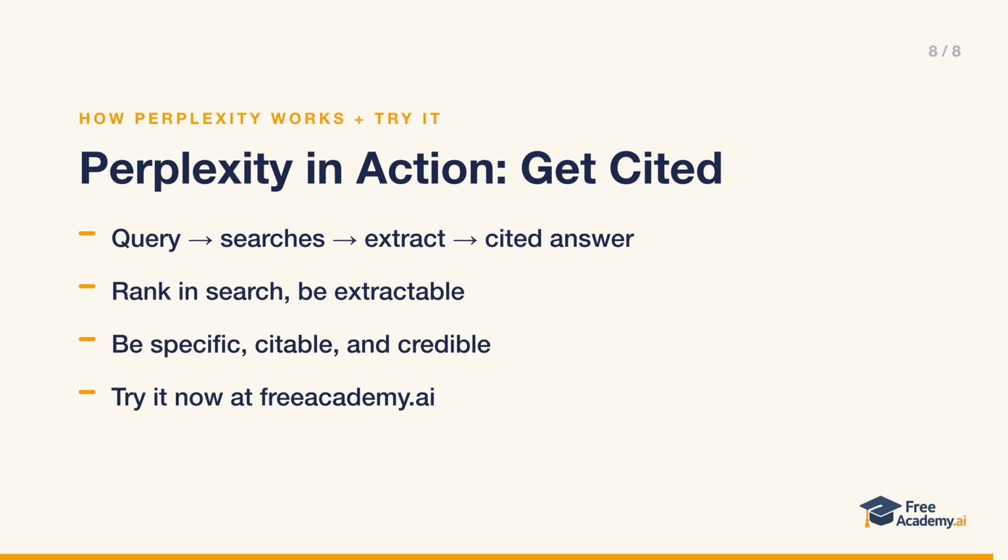Let's make this concrete with Perplexity. When you ask it a question, your query is analyzed for intent. Multiple search queries are generated, web search returns the top results, pages are fetched, and content extracted. Relevant passages are identified, and the model generates an answer with numbered citations. For your content to be one of those citations, 4 things must be true. It must rank in search results, so SEO still counts. Relevant passages must be extractable. The information must be specific and citable, and the source must appear credible.